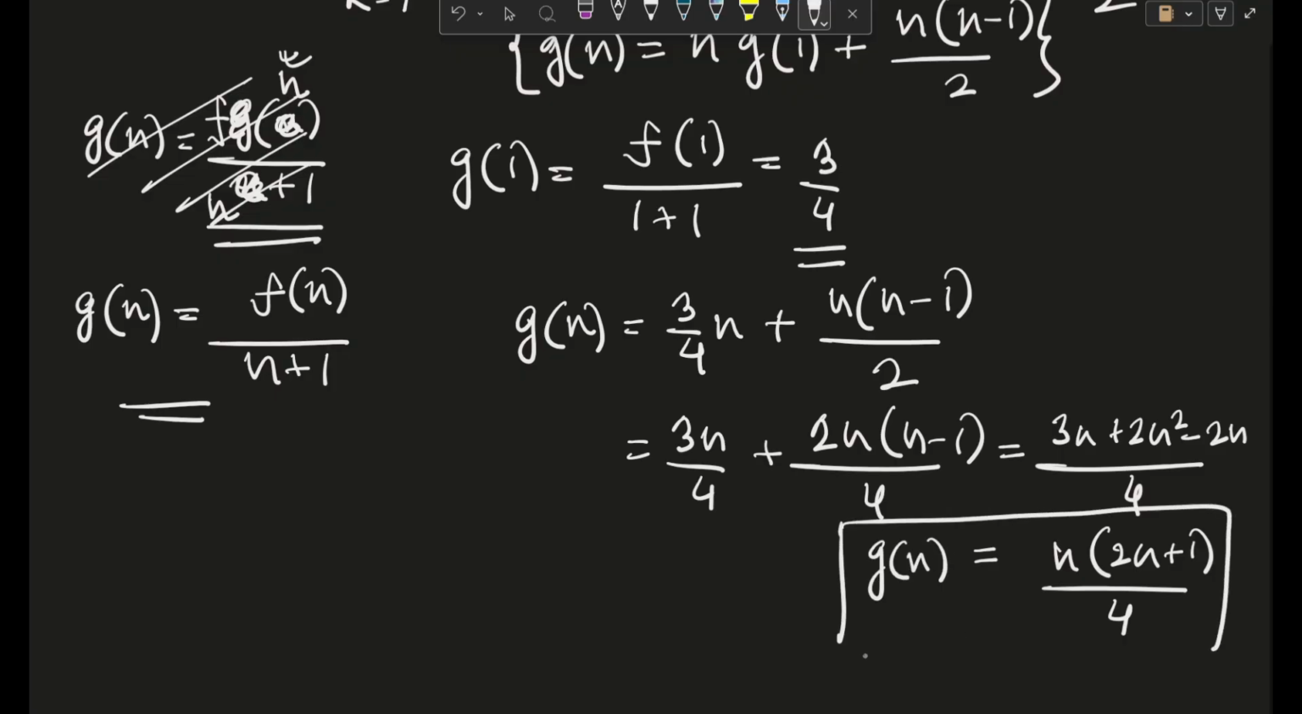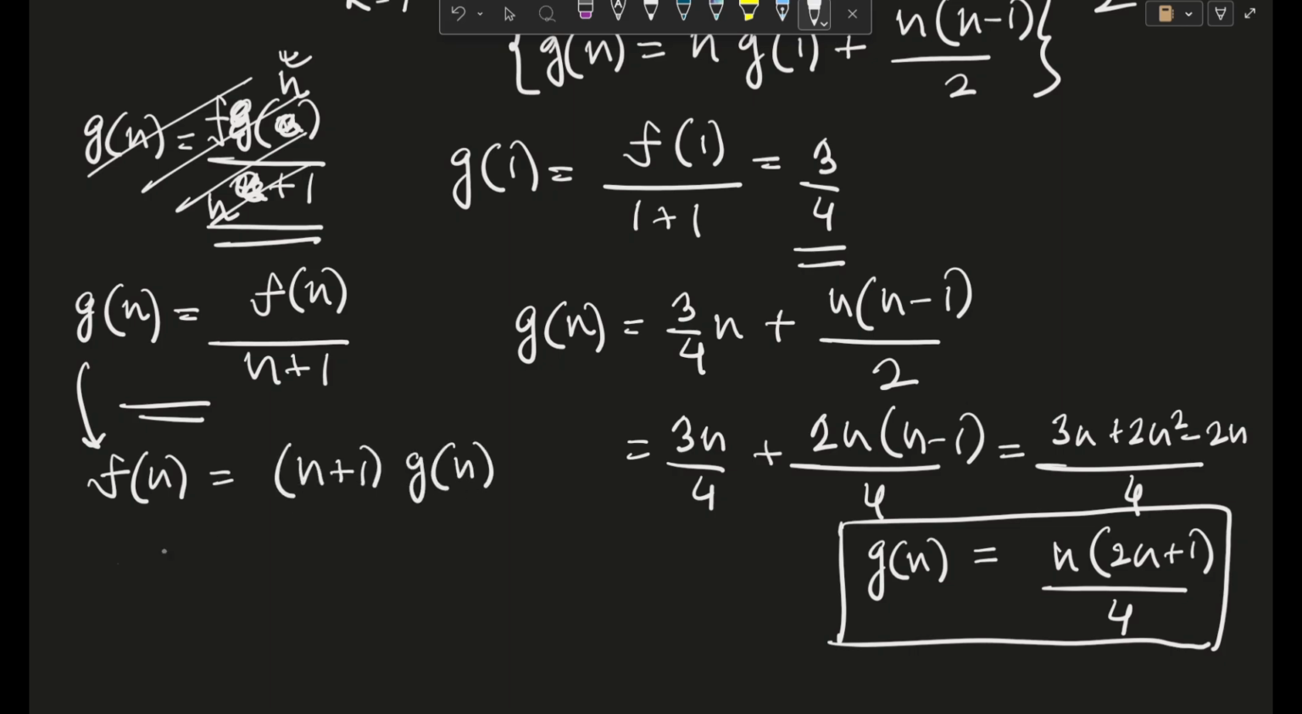This is the expression for g of n. And now from here, our f of n will be n plus 1 times g of n. So finally we have a standard expression for f of n, which is n into 2n plus 1 into n plus 1 whole divided by 4.